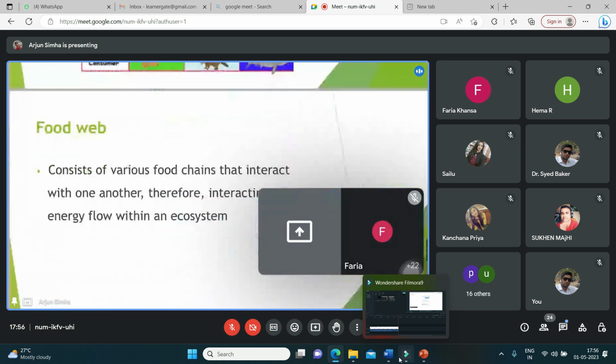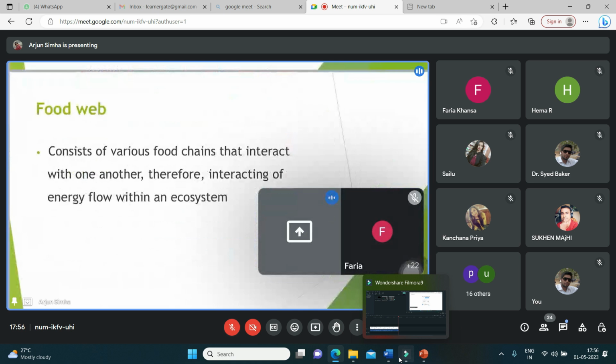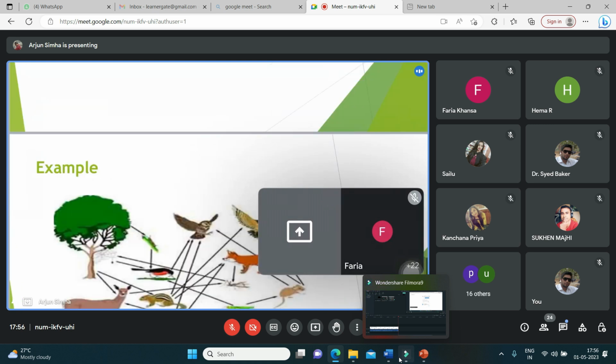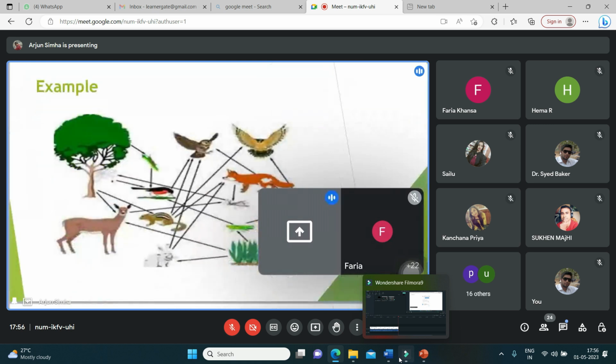And coming to the food web, it consists of various food chains that interact with one another, therefore interconnecting the energy flow within an ecosystem. So this is the pictorial representation of how the chain basically consists.